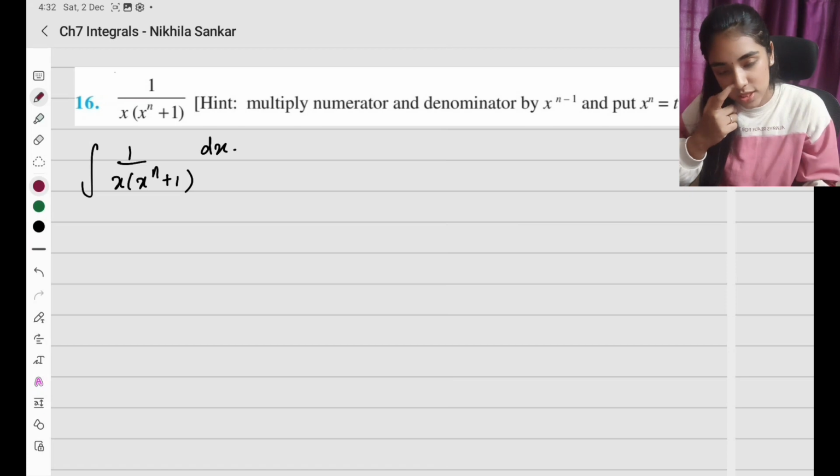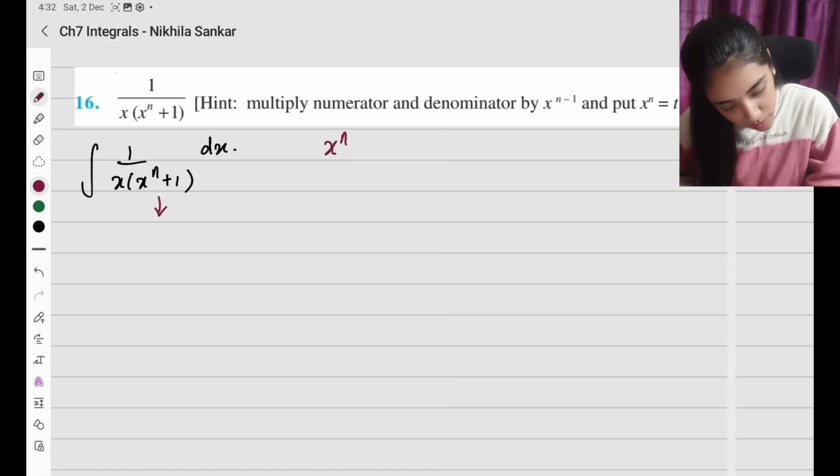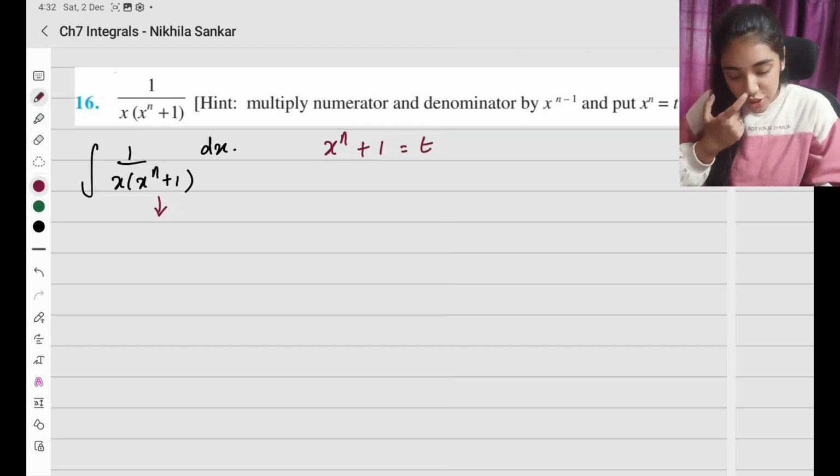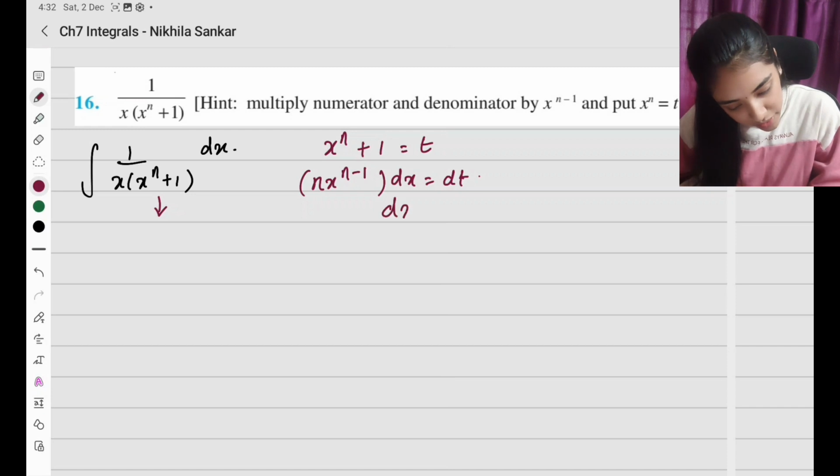What substitution can we make? This is the term that looks very different. So we can substitute x to the n plus 1 equals t. So when I differentiate, 1 is a constant. So this becomes n x to the power n minus 1 times dx equals dt. I only have dx. So this is going to be dt divided by n x to the n minus 1.